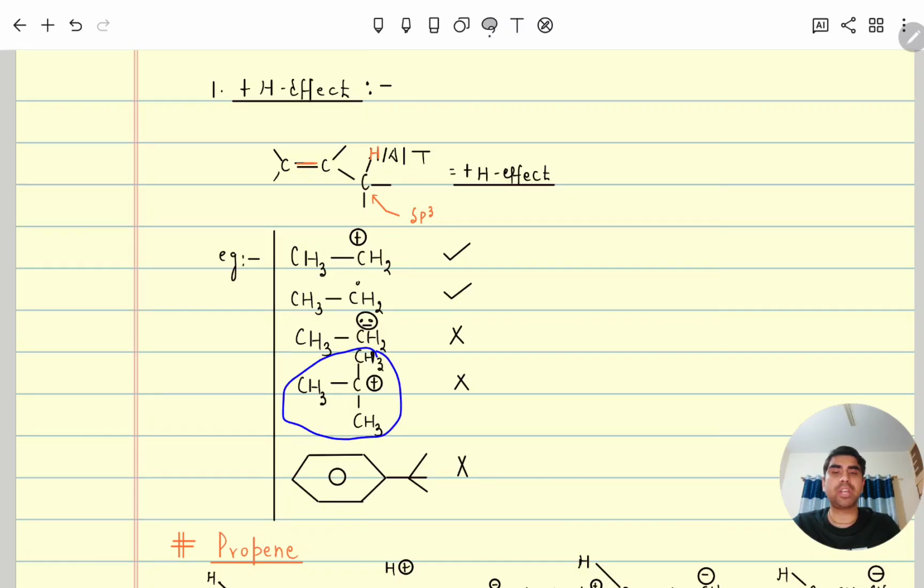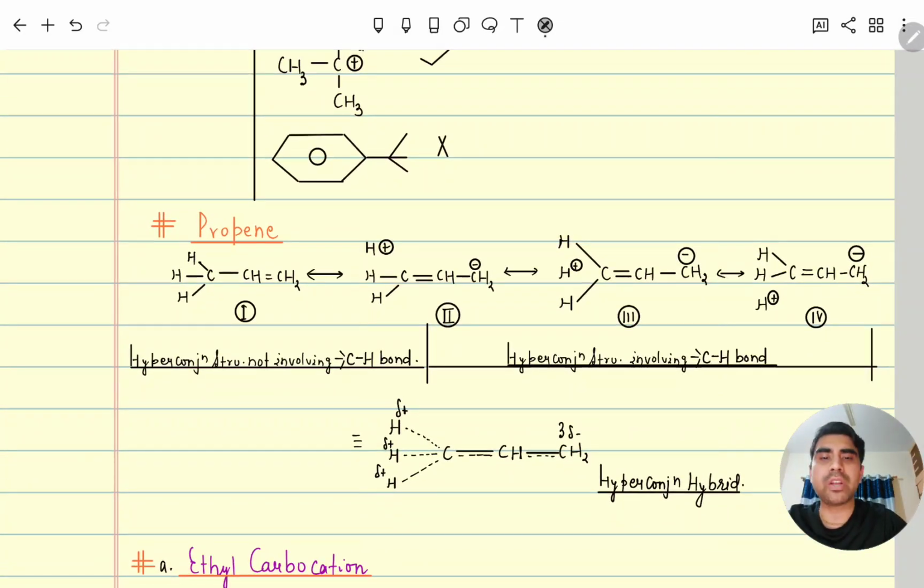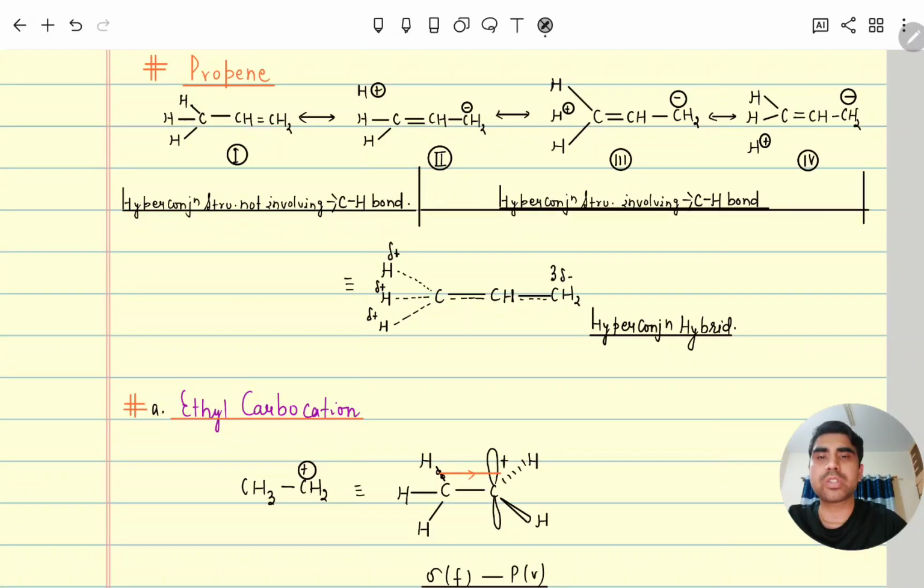Next, here you can see a positive charge, and positive charge means a vacant orbital. Clear? So here you can see the vacant p orbital, and here the sigma electron, so it can move. So in total how many? Nine alpha hydrogens, so hyperconjugation can happen. Similarly, here this is an sp3 carbon, but it does not have alpha hydrogen, so no hyperconjugation. Now we will study the hyperconjugation structures, like resonating structures.